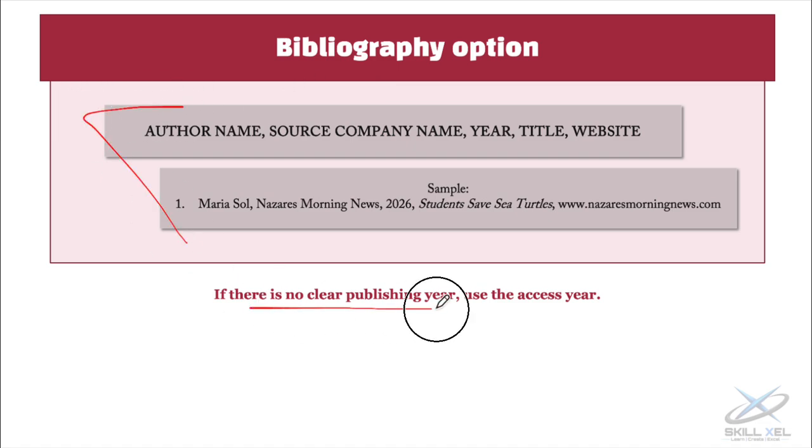If there's no clear publishing year, of course, use the access year for websites. So some students will say, teacher, I didn't see the year, or Mr. Marcus, I didn't see the year for when it was made. Okay, just put the year that you accessed the website.